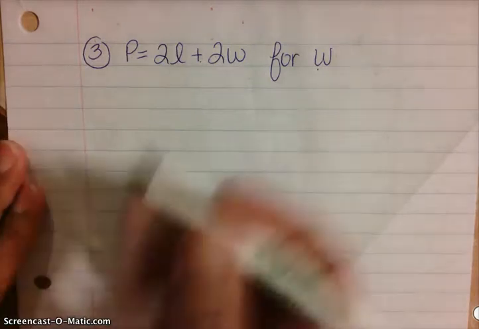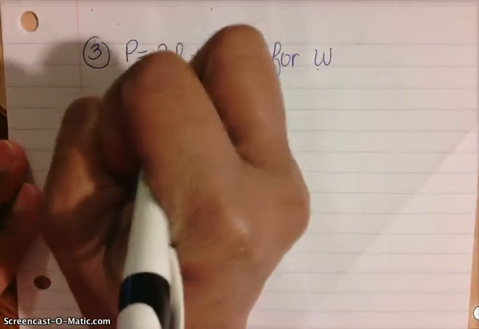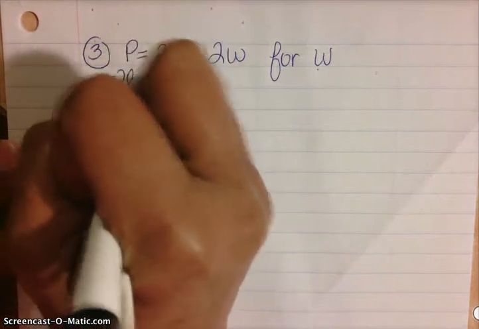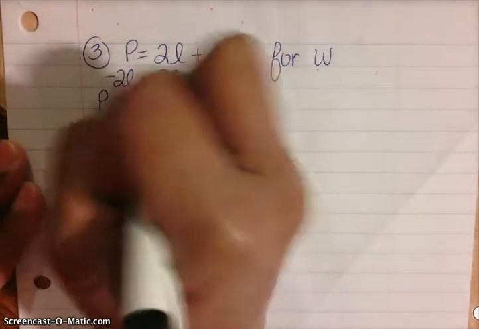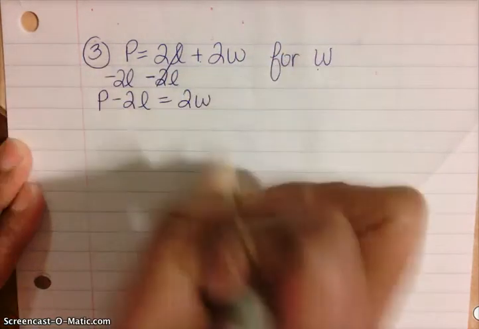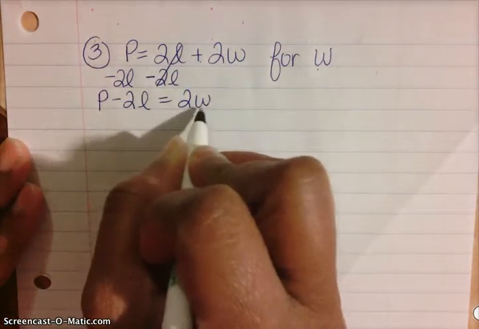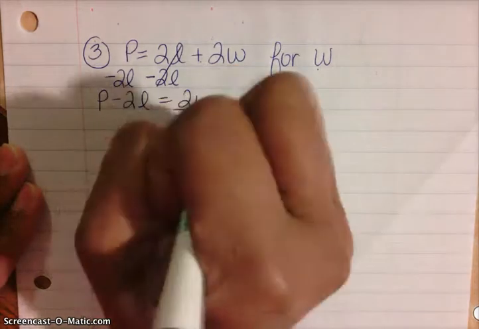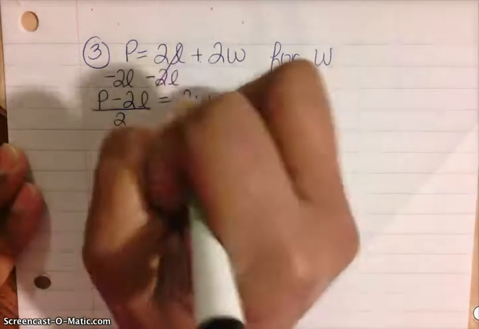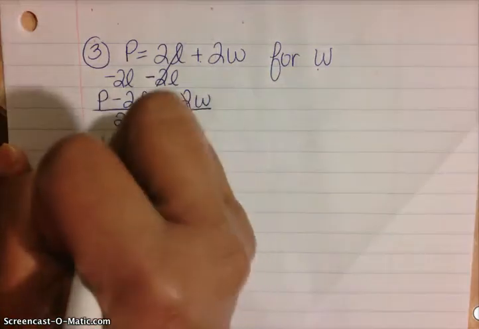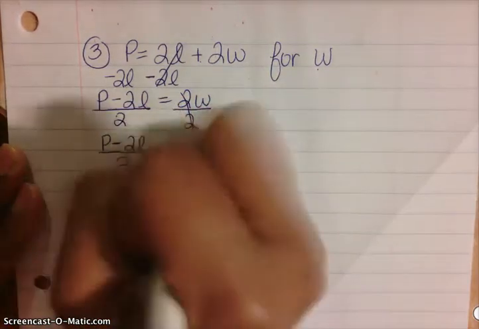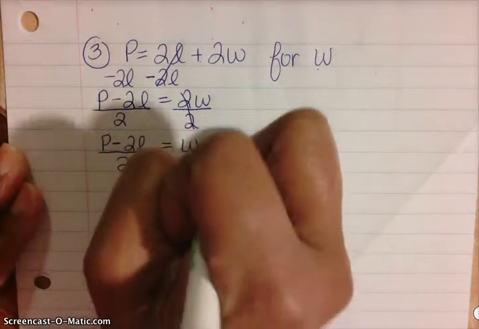We always subtract first. So we're going to subtract 2L from both sides to isolate the term that contains the W. So P minus 2L equals 2W. Now I have the 2 and the W being multiplied. The inverse of that is division. I'm going to divide both sides by 2. So I have P minus 2L over 2 equals W.